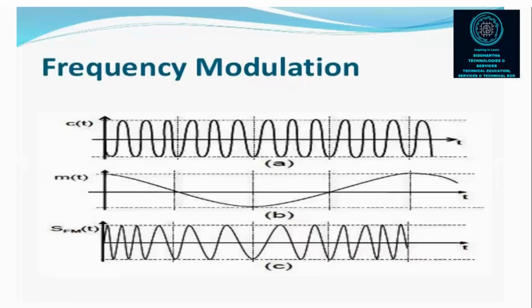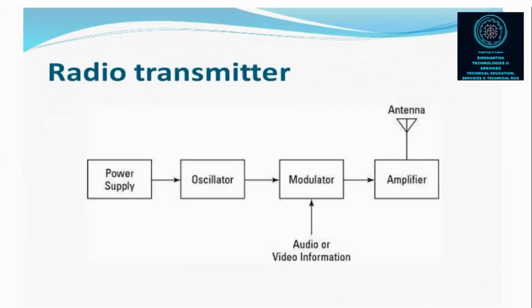There's one more type, frequency modulation, right? FM, we call it, as in radios and all. In this technology, the disturbance to the clarity of sound has drastically reduced. So this is a very important modulation. We call it frequency modulation.